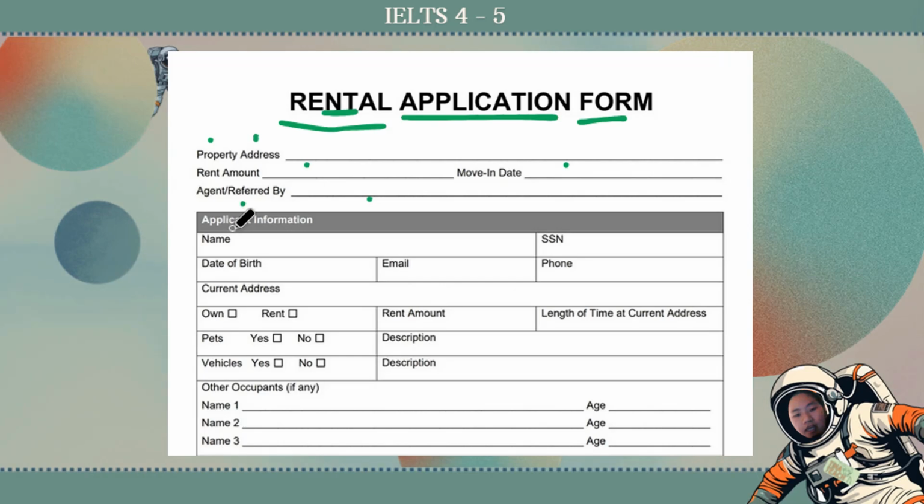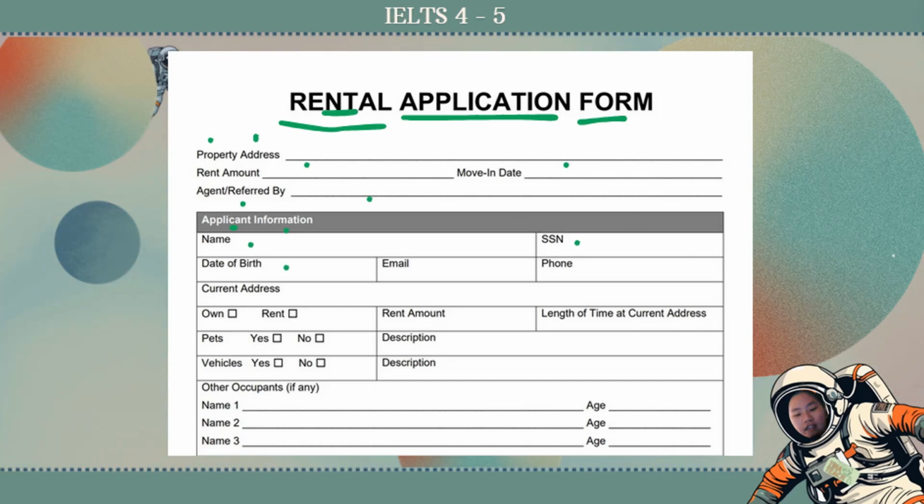Okay, next up is applicant information. Applicant refers to you. You, the applicant, are filling out the application form. So we have the name, text only, obviously. SSN is short for Social Security number. Now this is specific by region. Depending on where you live, they may ask for a different number.